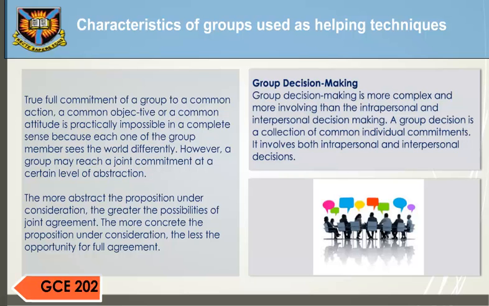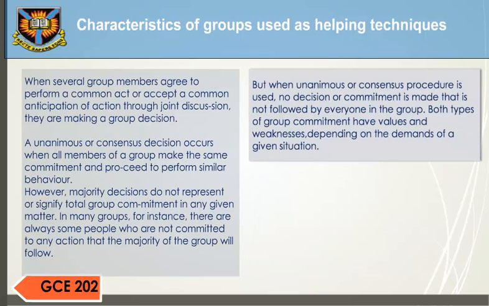Group decision making. Group decision making is more complex and more involving than intrapersonal and interpersonal decision making. A group decision is a collection of common individual commitments. It involves both intrapersonal and interpersonal decisions. When several group members agree to perform a common act or accept a common anticipation of action through group discussion, they are making a group decision.